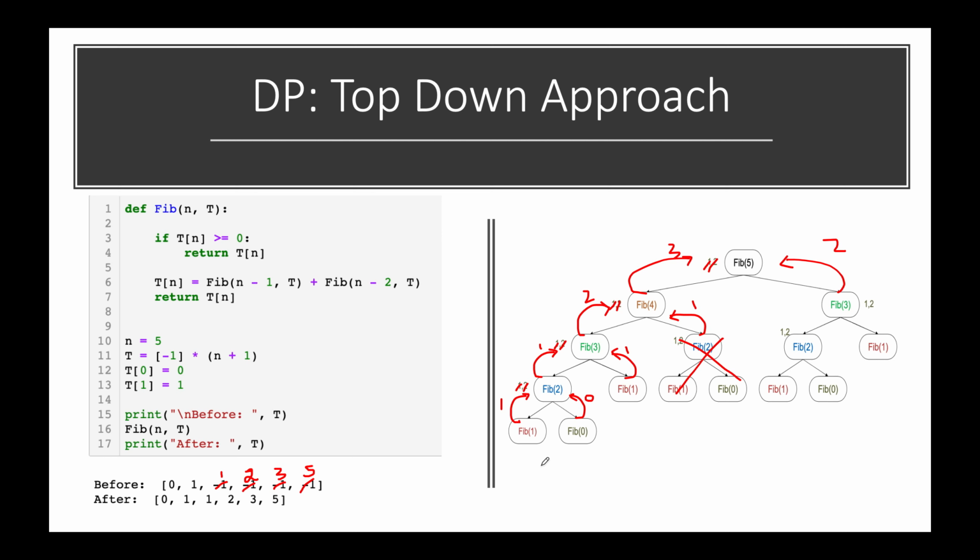Let's analyze the time and space complexity. The time complexity of dynamic programming approach revolves around how you fill the table. So we have filled the table just once and then we are reusing it. So time complexity is O of n. The space complexity is also O of n because of this array.